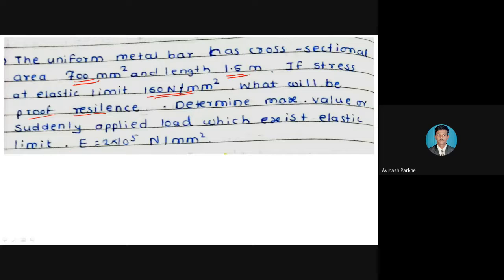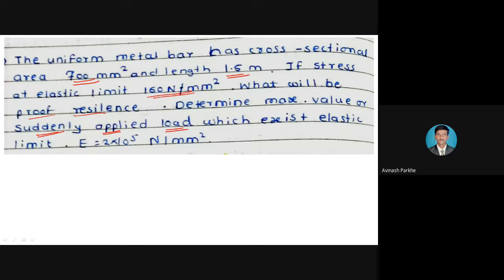So this particular numerical is exactly opposite to the previous two numericals. In the previous two numericals, the gradually applied load and suddenly applied load were given in the statement as a given parameter. But here, they have given the stress value, and by using that stress value we have to calculate the proof resilience, as well as the value of the suddenly applied load.